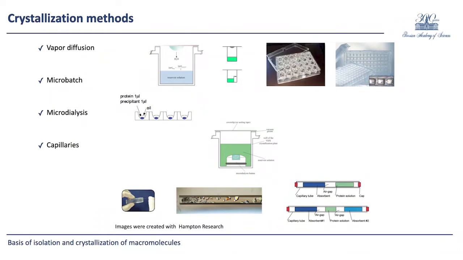The third method is microdialysis. The protein sample is placed in a dialysis cell, which is placed in a reservoir with a precipitant that can migrate through the membrane to the protein. The membrane has pores of exact size. The concentration of the precipitant thus tends to become equal in all reservoirs. The concentration of the protein becomes higher and protein crystals appear.